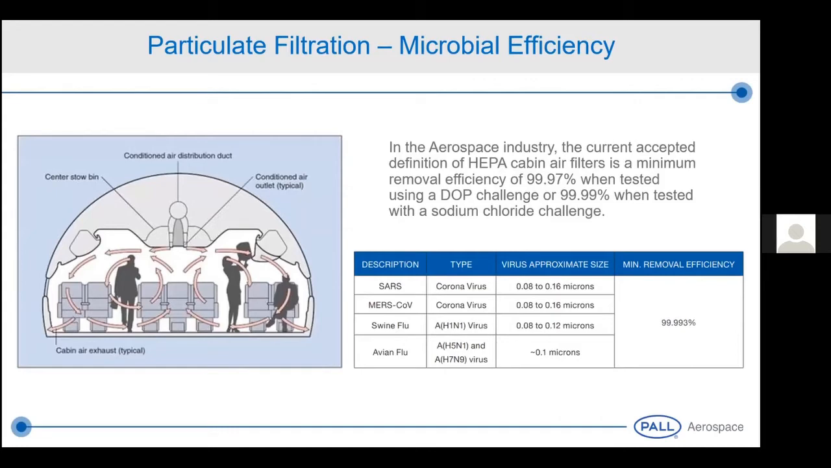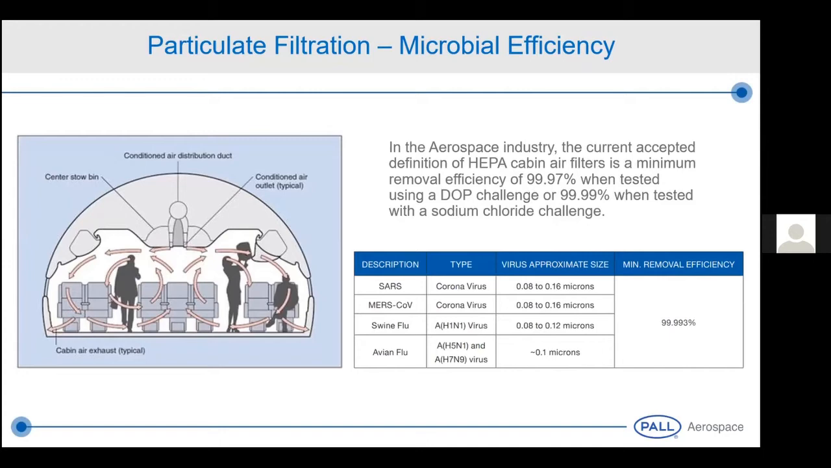If we get very direct questions on coronavirus, SARS, MERS, how efficient are you at removing these things? Based on the virus approximate size, we can go back to the graph I showed and say, if your virus approximate size is between 0.08 and 0.16 microns, then we could expect 99.993 removal efficiency.